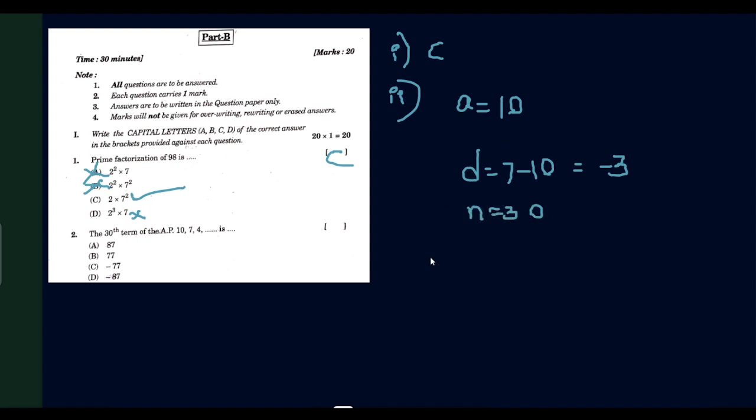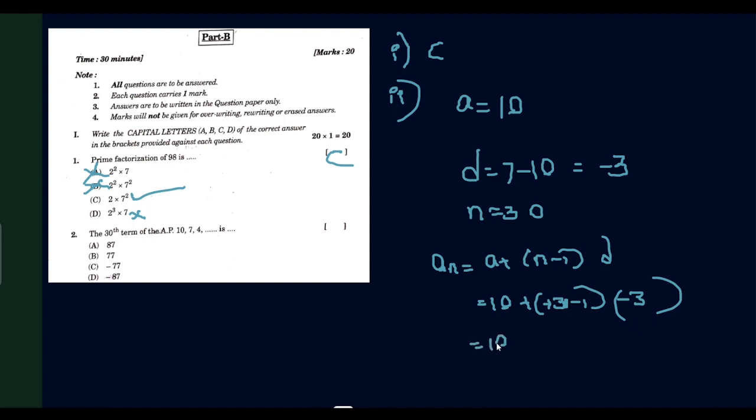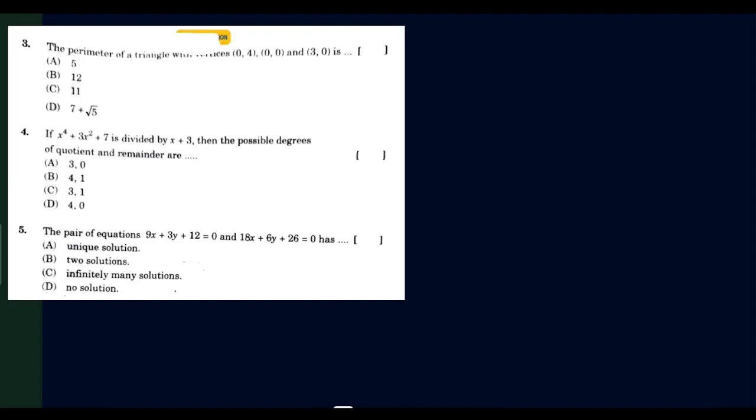So what is AN? AN is equal to A plus N minus 1 into D, right? So 10 plus 30 minus 1, 29, into minus 3. Got it? So 10 minus 9 threes, that is nothing but 27, and 2 6, and it is 87, so AN is equal to minus 77. So option is C. Now, see the next question.